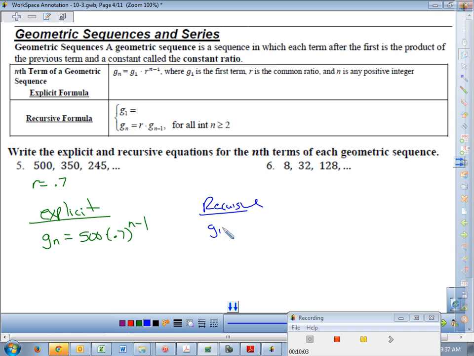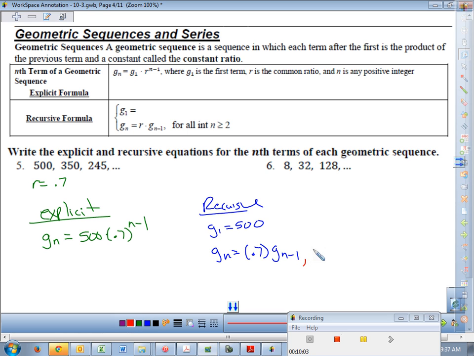The first term is 500. Then any term after that will be the rate, which is 0.7 times the previous term. And that's what that g sub n minus 1 means: that's the previous term. Is there anything else I need?